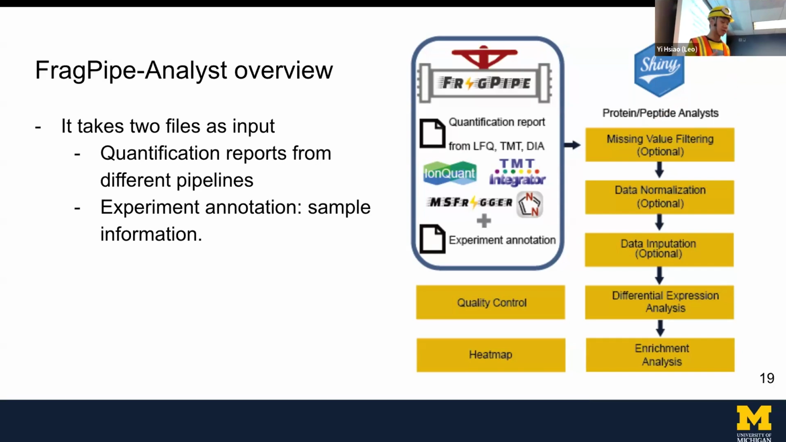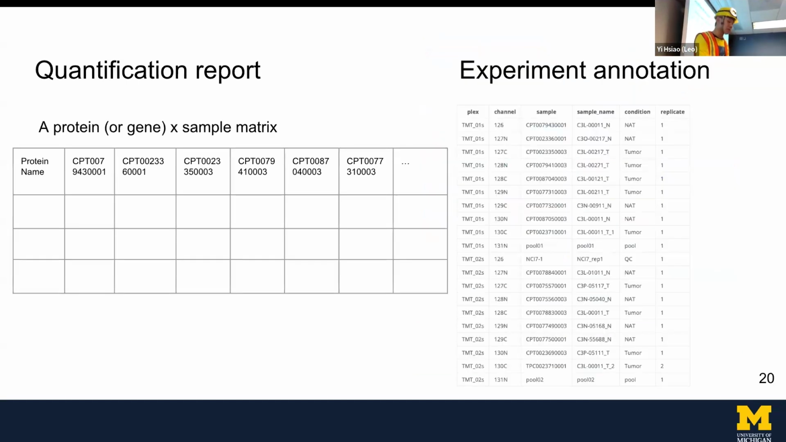After doing those things, we can do a differential expression analysis and then further enrichment analysis. There's not specifically a sequential order here; quality control and heat map can also be applied together. FragPipe-Analyst is implemented as a Shiny app, so it's web accessible, and we can host it if you have a web server. We are actually expanding this infrastructure to see if we can help as many users as possible. And here is another detail of the contribution table.